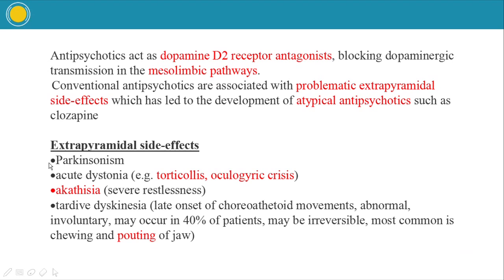Parkinsonism: symptoms mimicking Parkinson's disease. And the patient will have acute dystonia, like torticollis, 斜颈, and oculogyric crisis, 那么眼肌啊，眼肌痉挛. Oculogyric crisis, torticollis, 斜颈，也就是颈部的肌肉痉挛引起的，还有 akathisia. What is akathisia? Akathisia simply means 坐立不安, severe restlessness. Severe restlessness is akathisia.